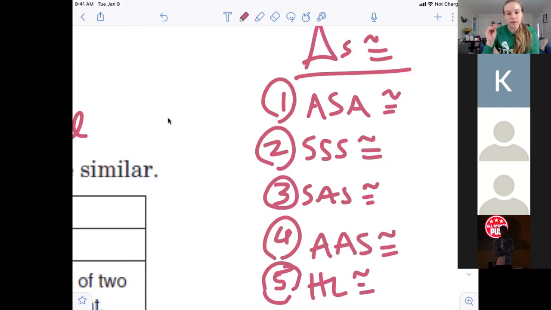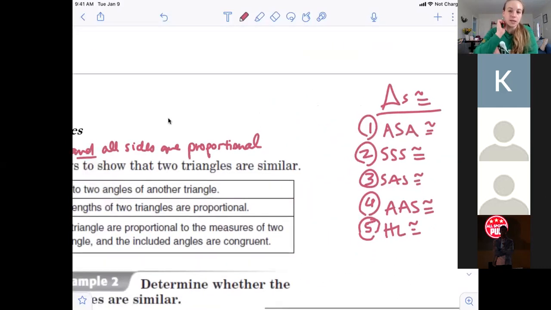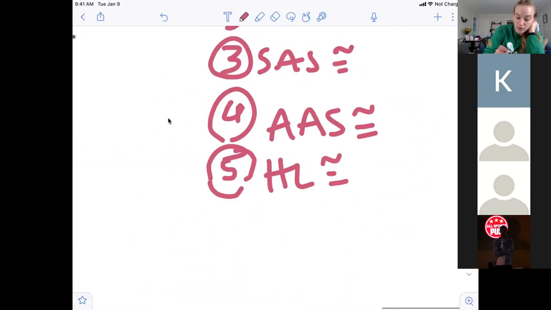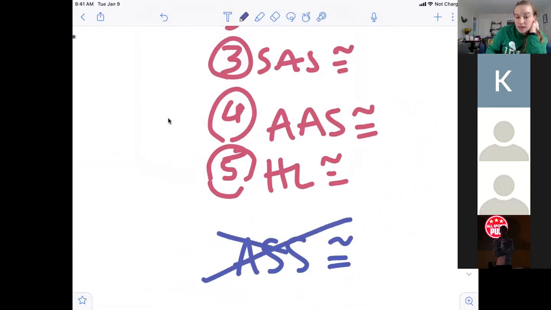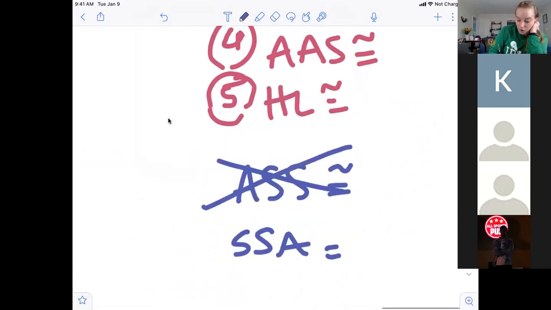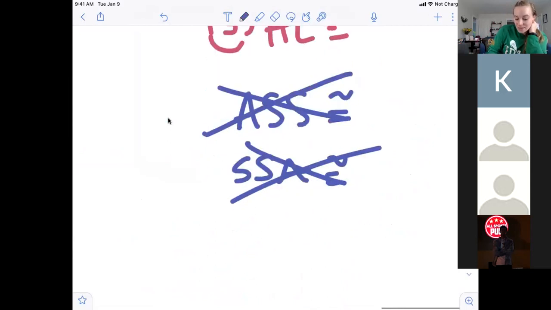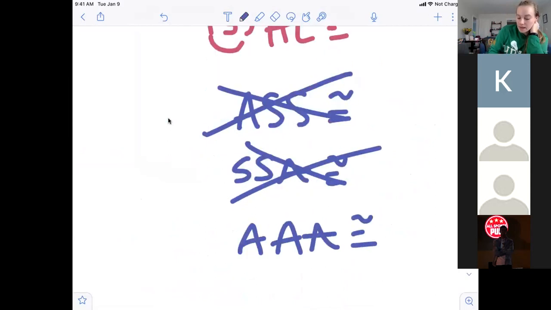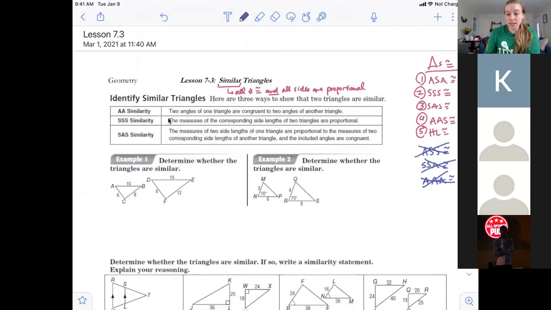So these were things that we knew really well back in, what was that, unit 4, I think? I don't remember exactly which chapter that was, but we knew those all really well a couple chapters ago. This time, I'm not going to make you know 5 of them. I'm only going to make you do 3 of them. Now, these were the 5 that worked, but there were a couple that didn't work. So remember, ASS did not work. Also, SSA did not work. And the last one that didn't work, AAA, was not enough information to prove that they were congruent, but this is actually one way that we're going to prove that they are similar.